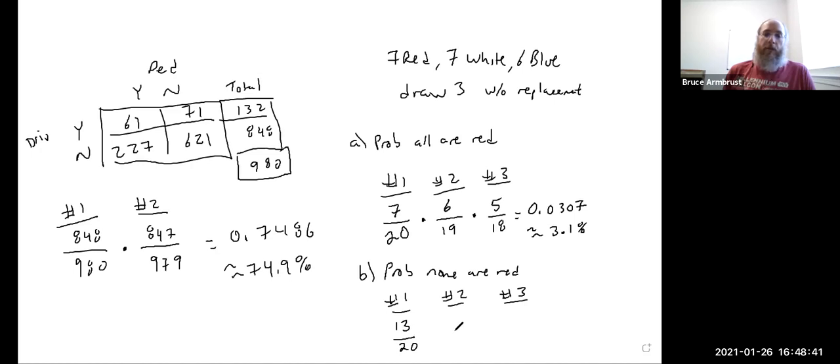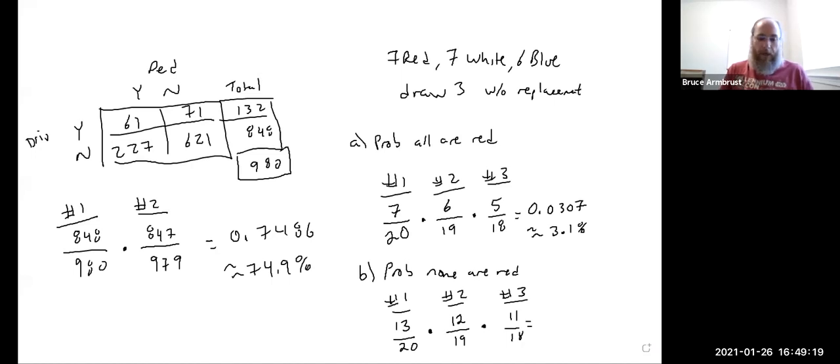Once we remove one of those, we're down to just 19 marbles, but now there are 12 that are not red. Right? So from 13 down to 12 because we took one of them out. And then the last one, there are now only 11 non-reds remaining. Again, I don't know if they're white or blue. I don't really care. I just care that they're not red out of those 18. All right. So again, we're going to go ahead and multiply those together.